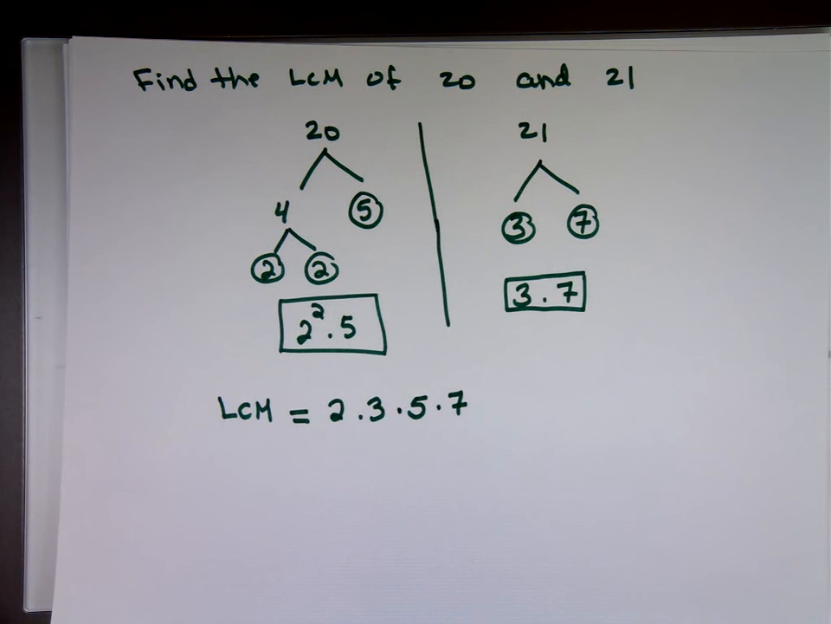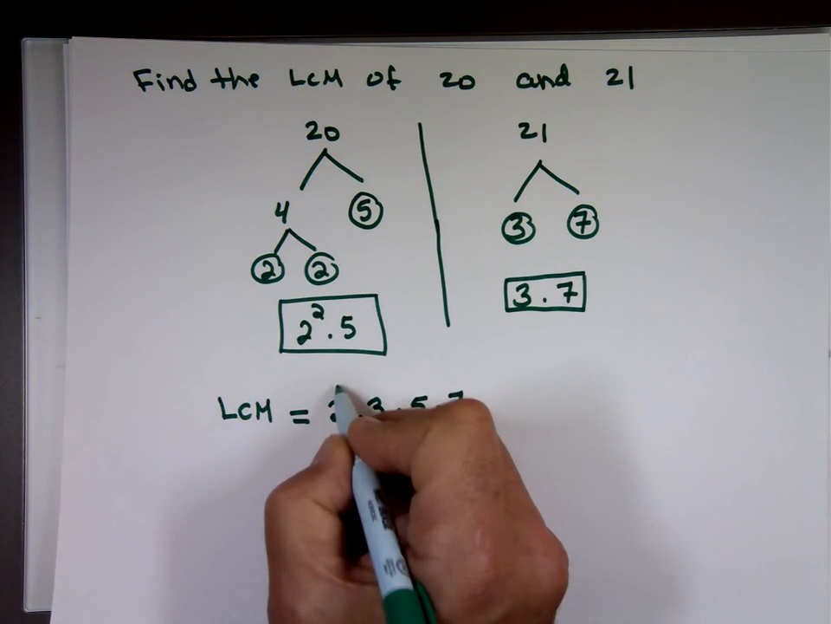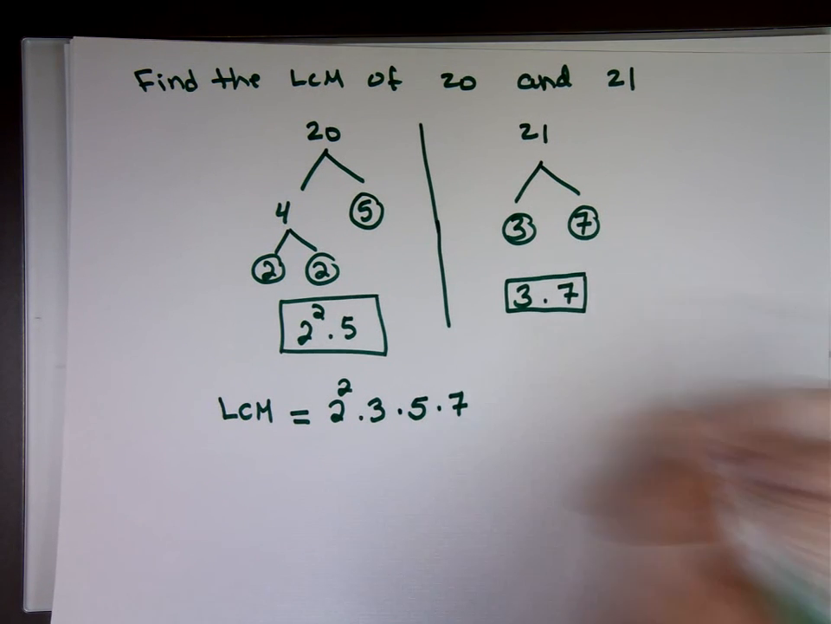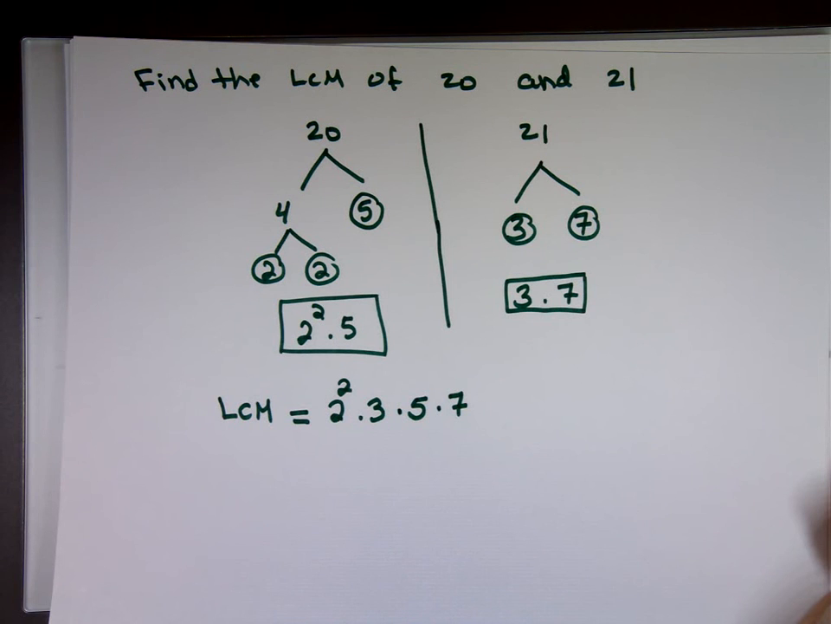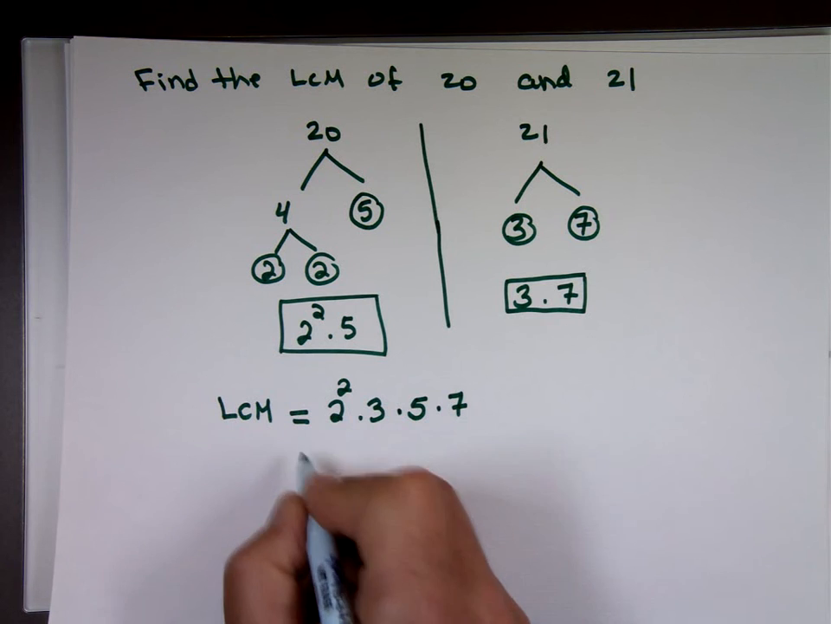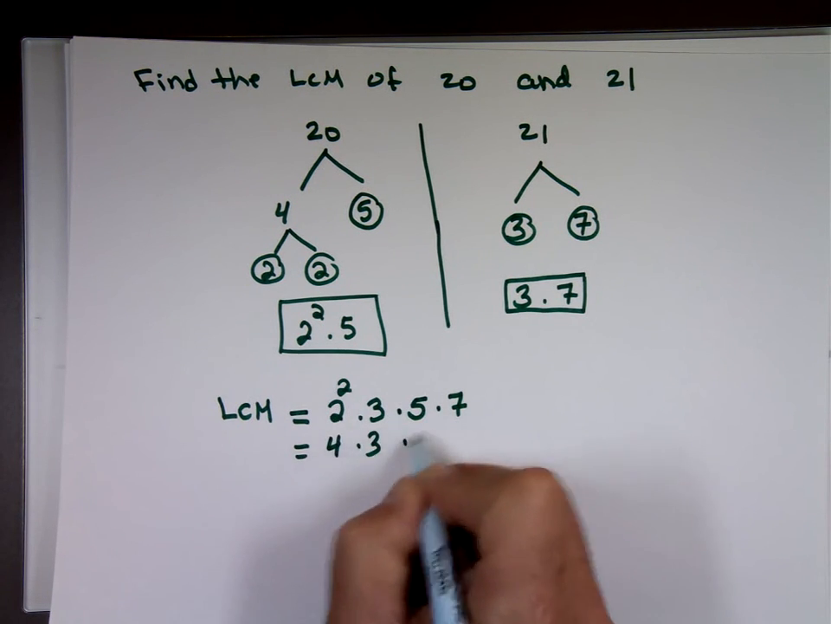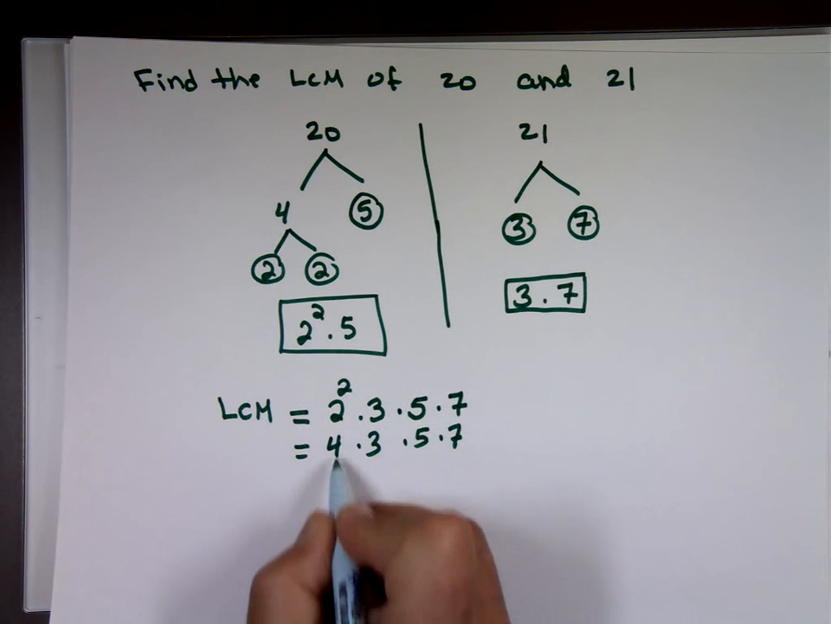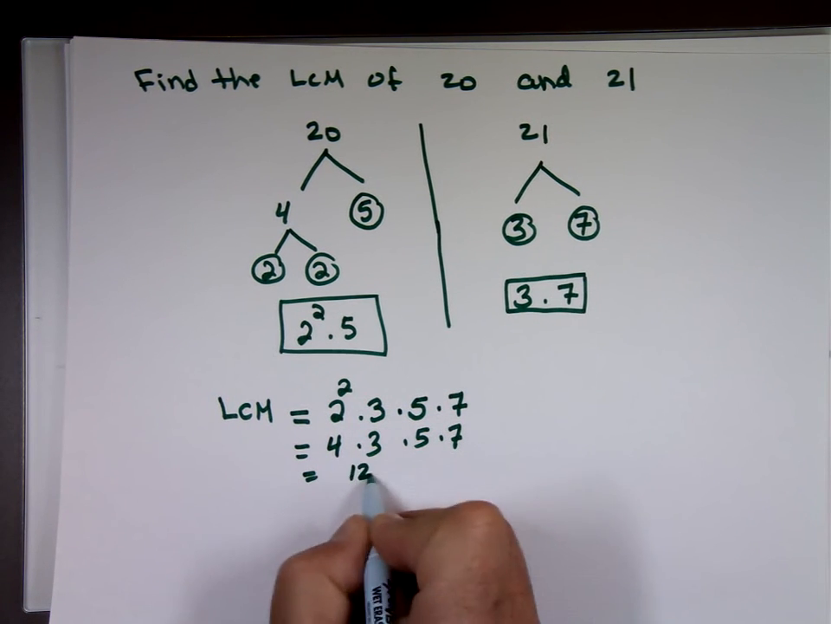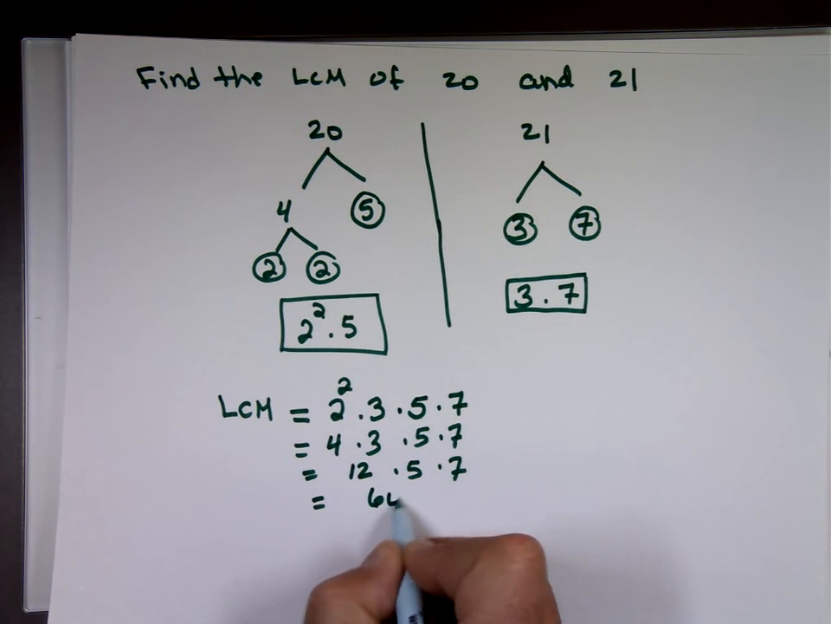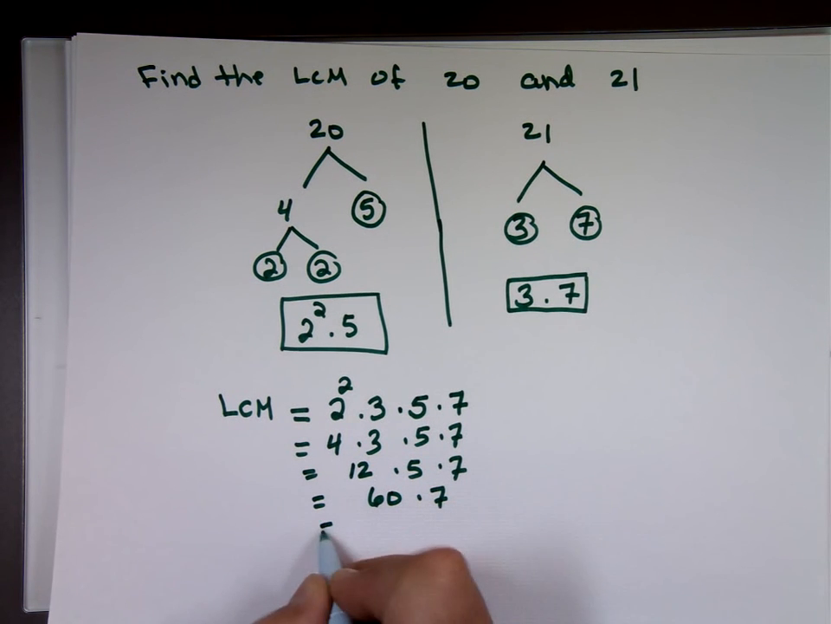What is the highest power of 2? 2. What's the highest power of 3? 1. There's no power to it. What's the highest power of 5? 1. What's the highest power of 7? 1. So let's find the answer to this. What's 2 squared? 4 times 3 times 5 times 7. 4 times 3, 12 times 5 times 7. What's 12 times 5? 60 times 7. Guess what the answer is? 420.